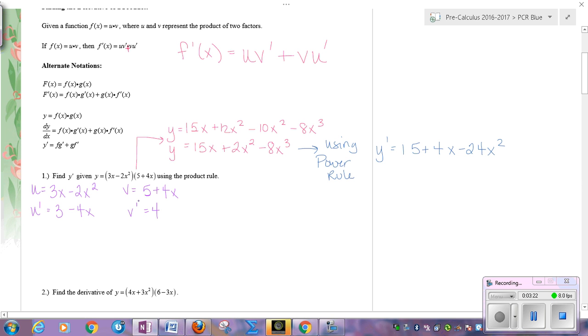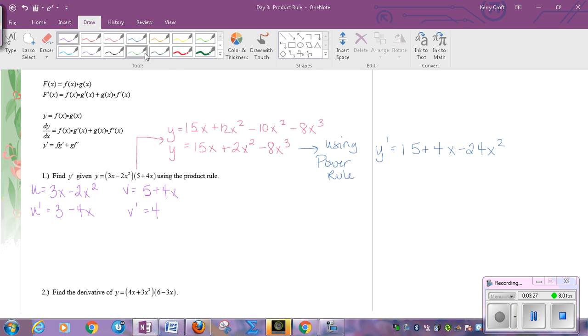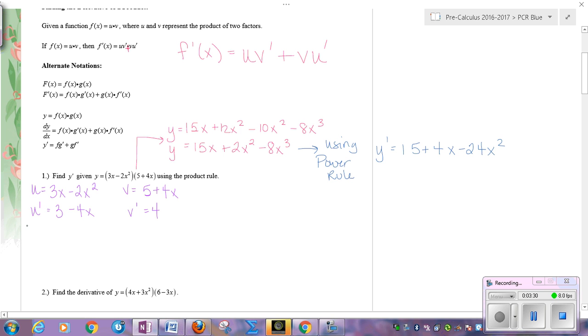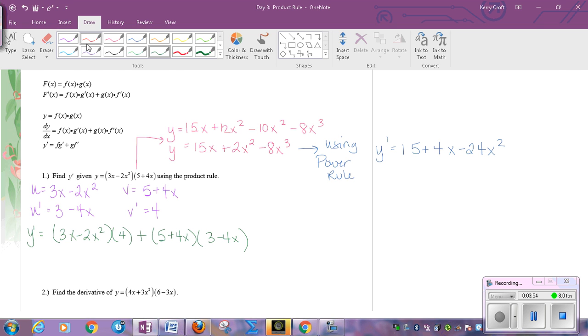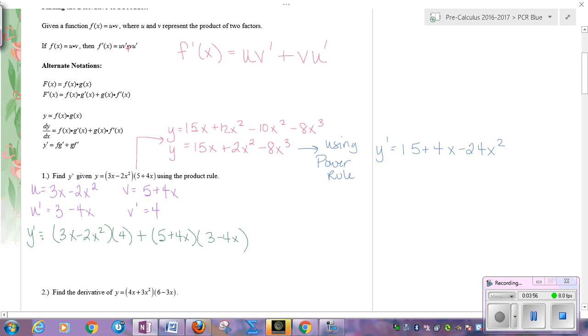The formula says take u and multiply it by v prime. So let's see. Our derivative is going to equal 3x minus 2x squared times v prime, so times 4, plus, now we're going to multiply the other way, so we're going to take v, 5 plus 4x, and multiply it by u prime, which is 3 minus 4x. So yes, some of you are thinking, wow, this seems like a lot more work than multiplying and doing the power rule. Sometimes it is, sometimes it's not.